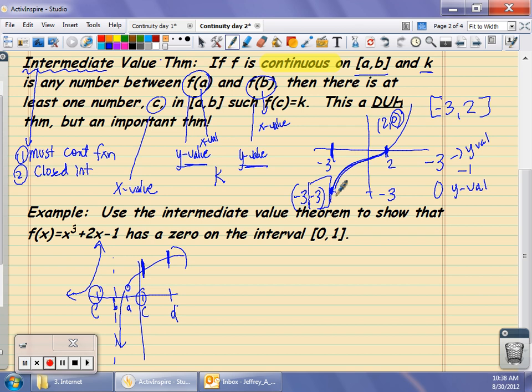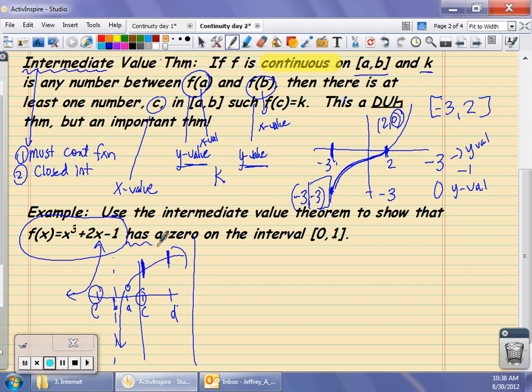Now, the graph can go really high up and back down or whatever, but on a continuous function we have to pass through all of the y values from -3 to 0. All right, let's look at an example. Let's use the intermediate value theorem to show that this cubic function, which we know is continuous everywhere, has a 0 on the interval from 0 to 1.